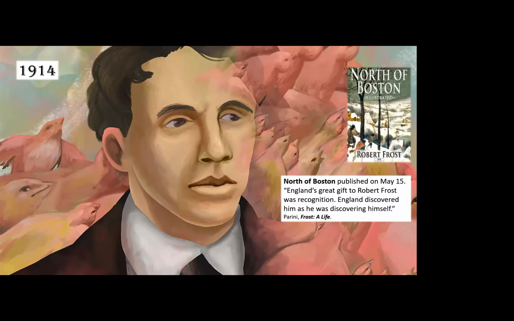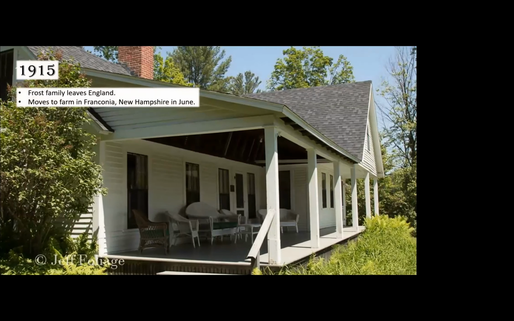England discovered him as he was discovering himself. Well, with two remarkable books of poetry under his belt, Frost and his family left England in February of 1915, and they came back to the States. At first, Frost was worried that he was leaving behind the only community that had ever been supportive of his claims to being a poet. Fortunately, his reputation had already begun to filter back to America.